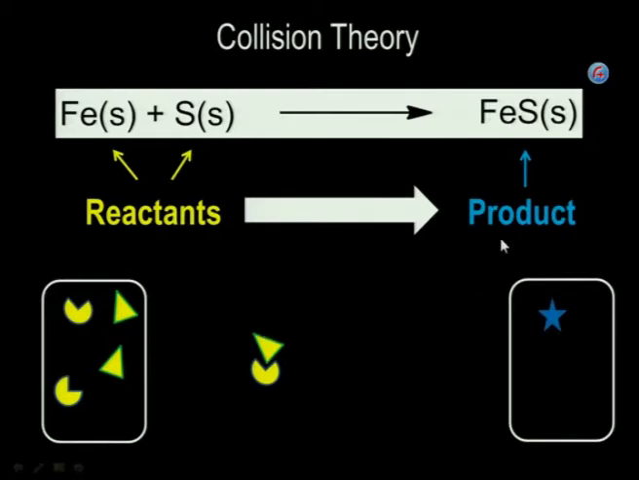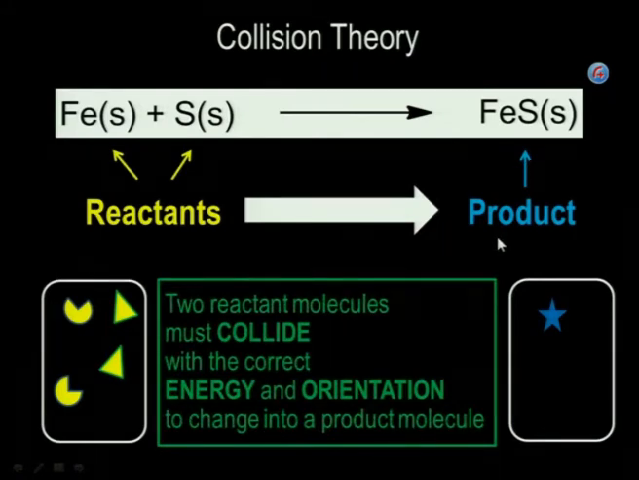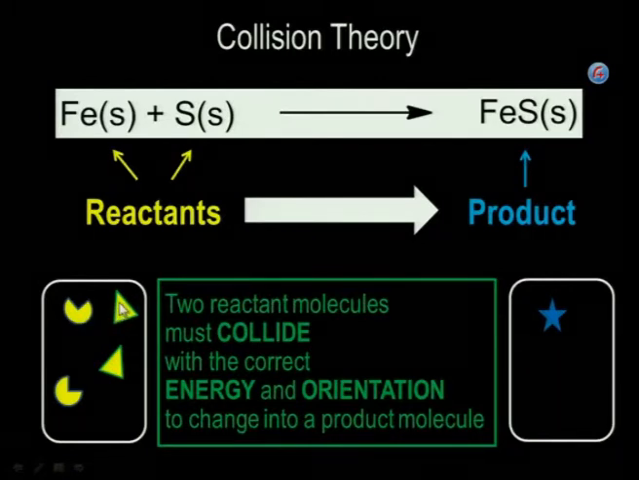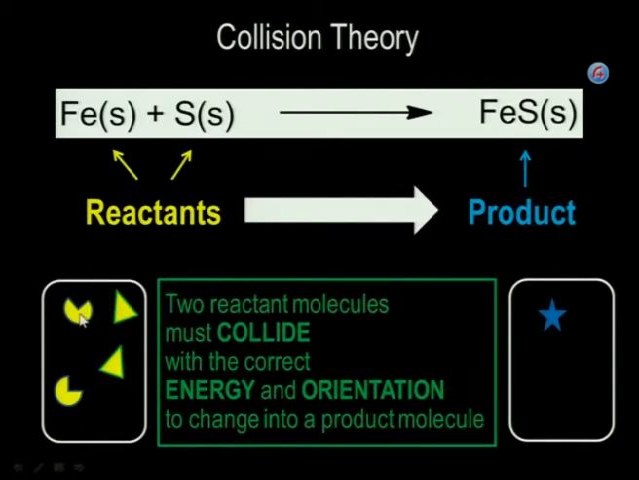Okay, so a prerequisite for a chemical reaction is that the two reactant molecules must collide with the correct amount of energy and orientation to change into the product molecule. That means that this reactant molecule and this reactant molecule must bump into one another with energy and with the correct orientation to form your product molecule.